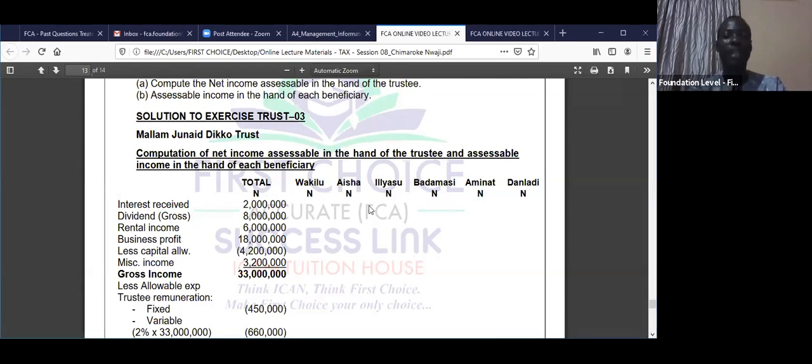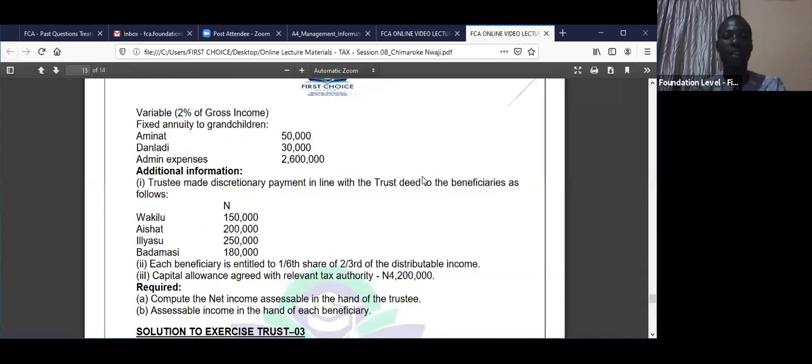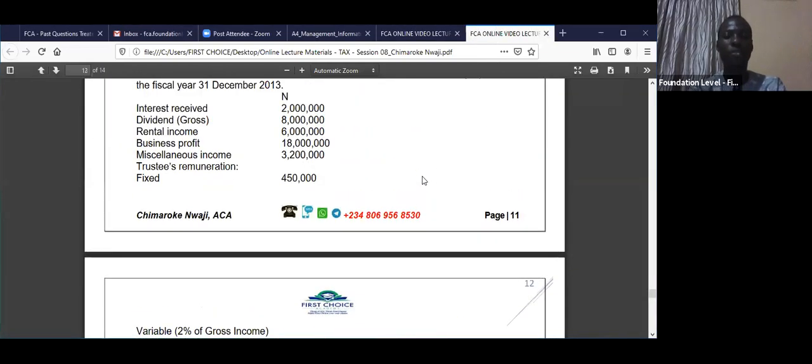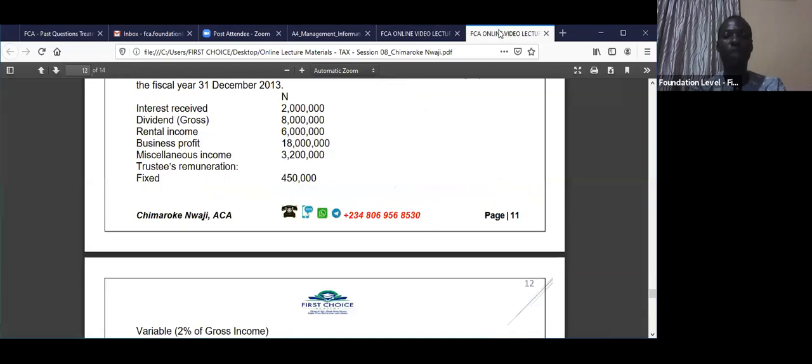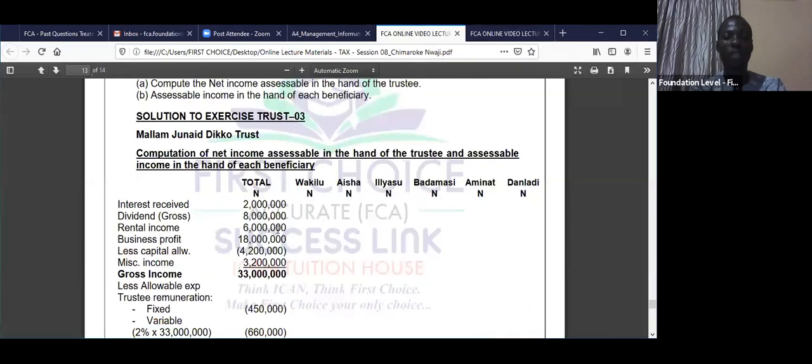Now we said the first one is interest received. How much is that interest received here? We got it to be 2 million. Bring it as stated in the equation. Dividend received gross 8 million. If it was net, you convert it to gross. Rental income 6 million. That's here.